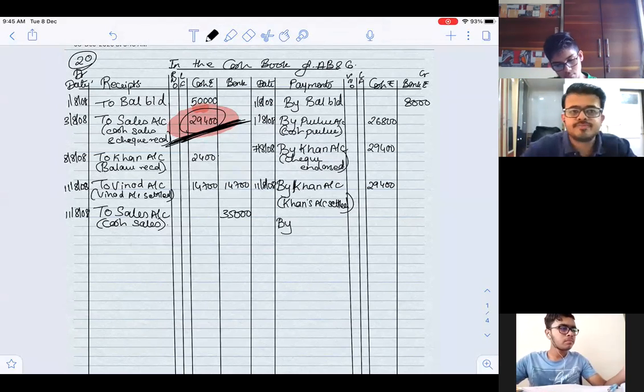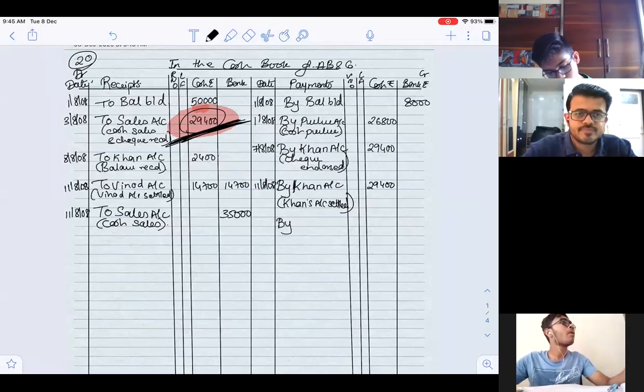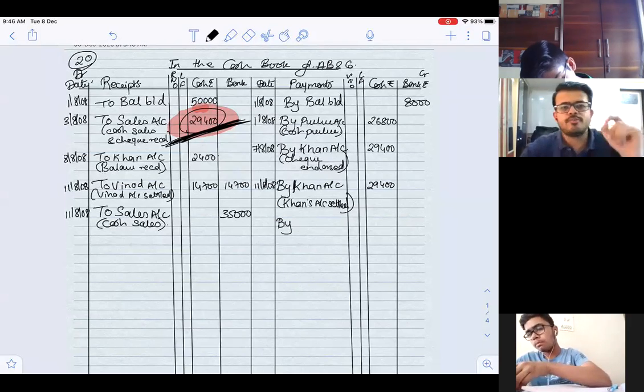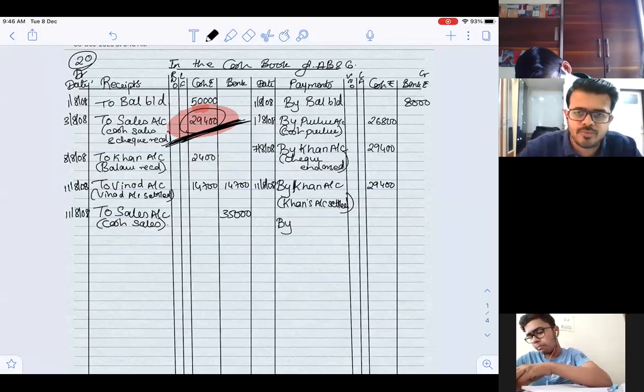Drawings to bank and savings to bank. Those will be the two entries. Are you getting that?